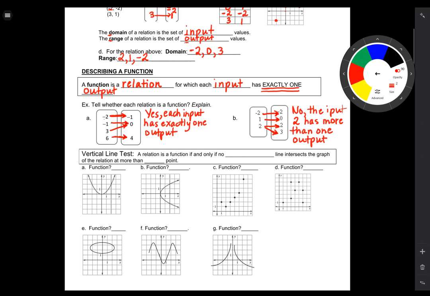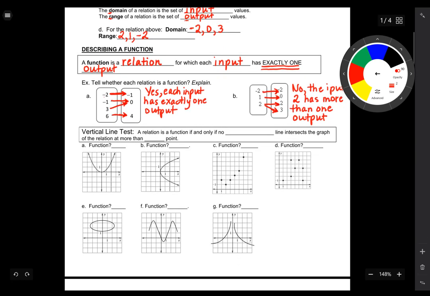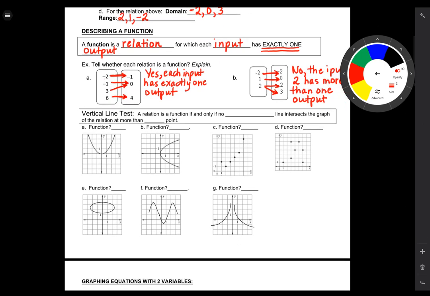Okay, there's another way to test to see if a relation is a function, and that is known as the vertical line test. A relation is a function if and only if no vertical line, and a vertical line, remember, is up and down, intersects the graph of the relation at more than one point. So what does that mean? In each of these examples, we're going to tell whether or not that relation is a function. So the question is, is it a function? What you do is you draw a vertical line anywhere on the graph.